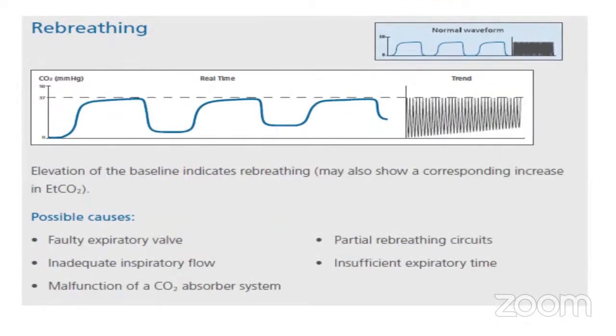and hypothermia. Rebreathing: here you can see that the ETCO2 is not touching the baseline, and this can be because of a faulty expiratory valve, inadequate inspiratory flows, or malfunction of the carbon dioxide absorbent system in anesthetic patients, or because of a partial rebreathing circuit or inefficient expiratory time.